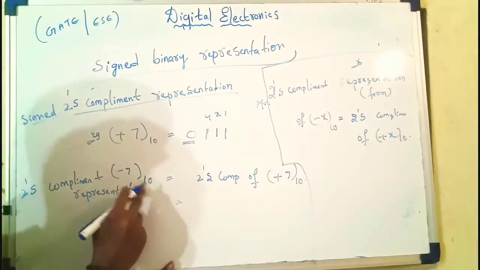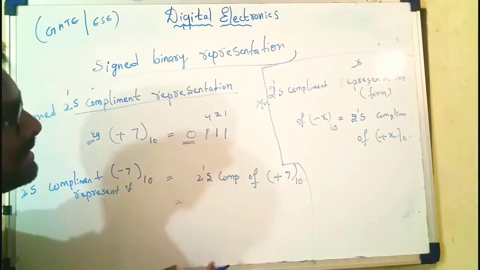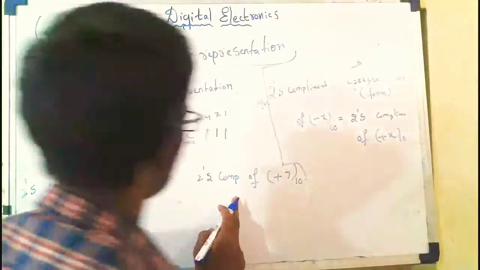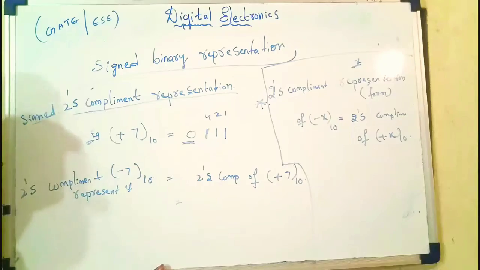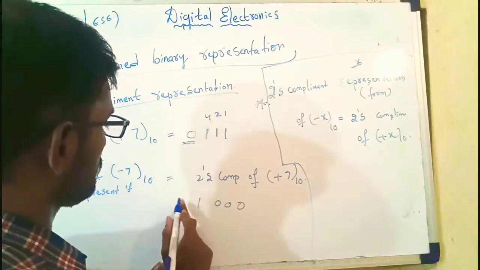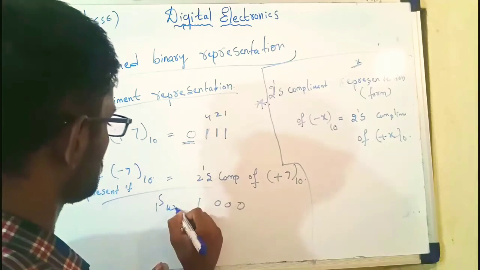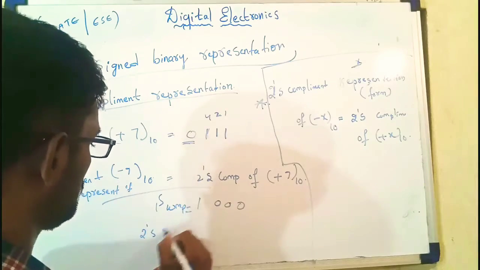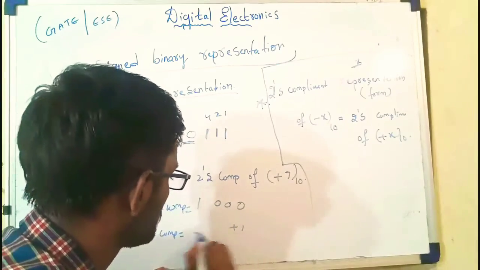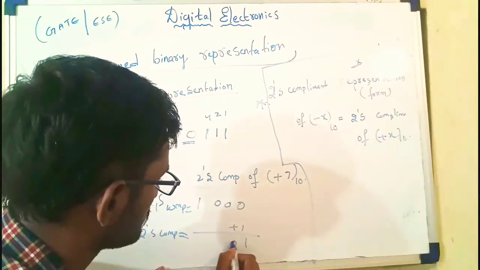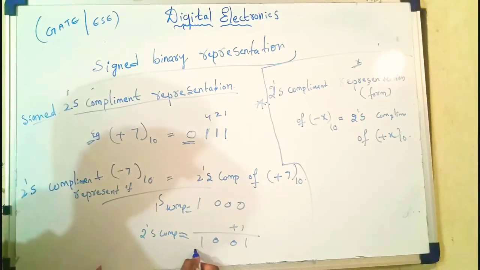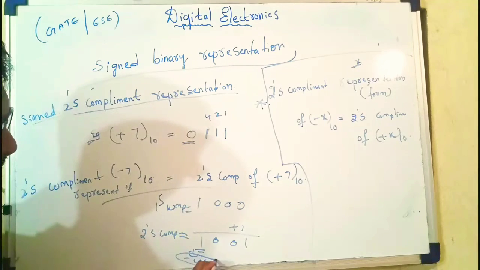So for minus 7 base 10, the 2's complement representation is the 2's complement of plus 7 to the base 10. For finding the 2's complement, first find the 1's complement. Here the 1's complement of this is 0, 0, 0, 1. For the 2's complement, add plus 1 to this 1's complement. This gives 1, 0, 0, 1. Here 1 indicates that the number is negative.